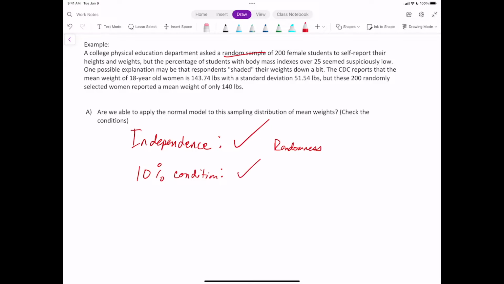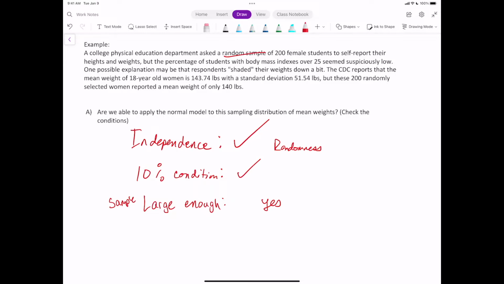And lastly, are we large enough? Is the sample size large enough? And the answer here is yes, for a couple reasons. First of all, 200 is a pretty substantial sample size. And also, in general, population weights kind of follow a normal distribution anyways. So even if we had sampled like 10 female students, I think we would still be okay because we're coming from a normal distribution already.